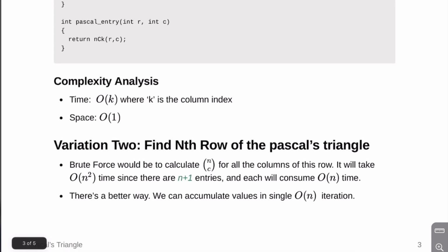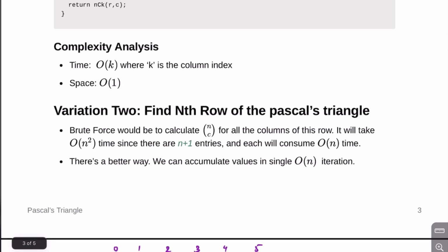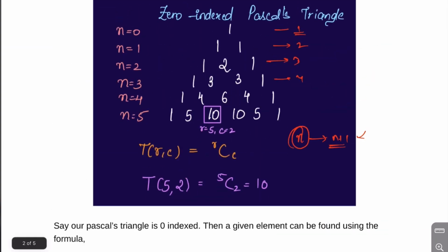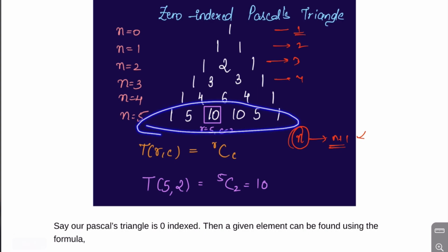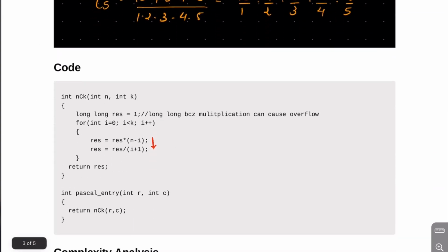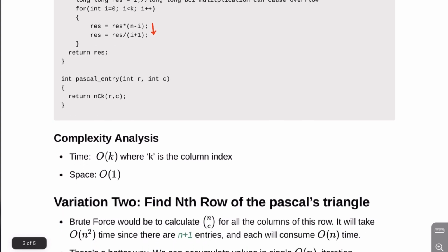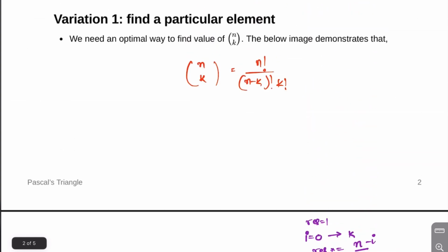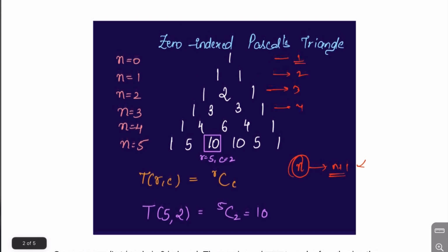Now let's move on to the second variation. We want to find the nth row of Pascal's triangle. Again, I'm dealing with zero-based indexing. If you ask for the fifth row, you're asking for this row. Since you've learned this formula, you can calculate the nth row straight away. But how are you going to do it? There's one observation needed here.